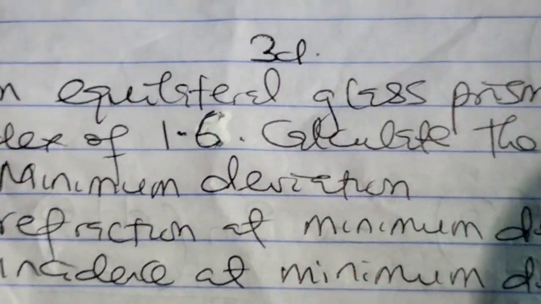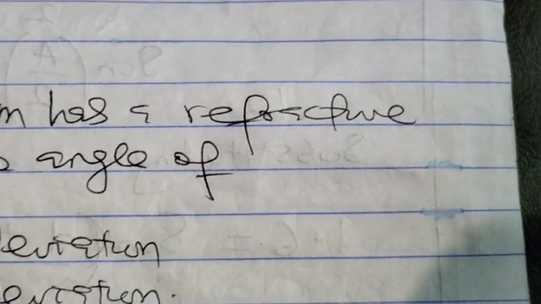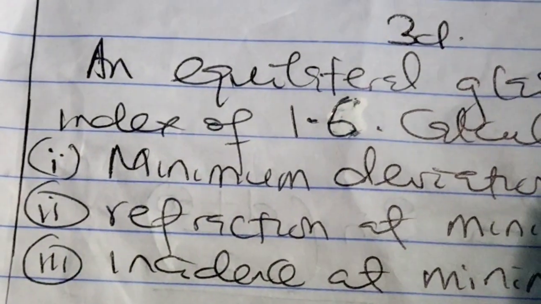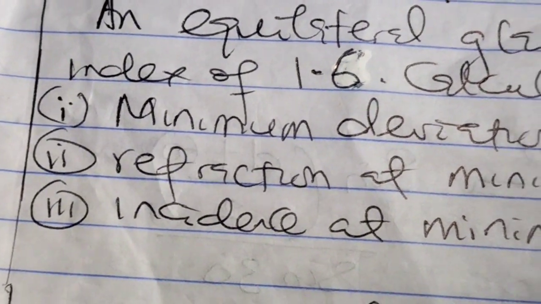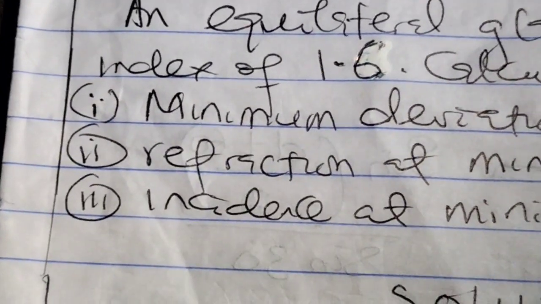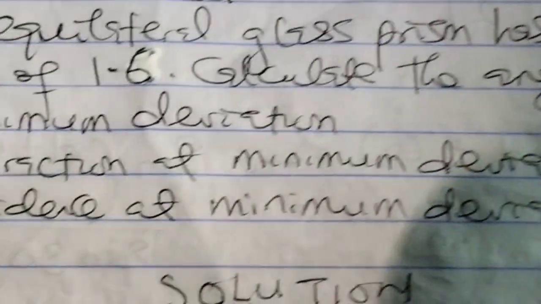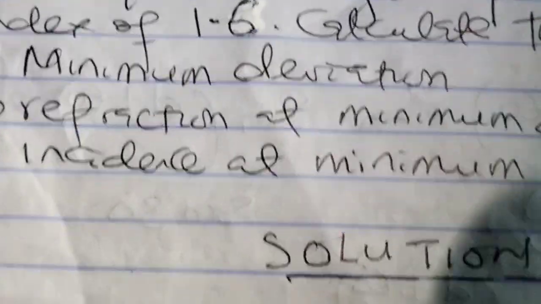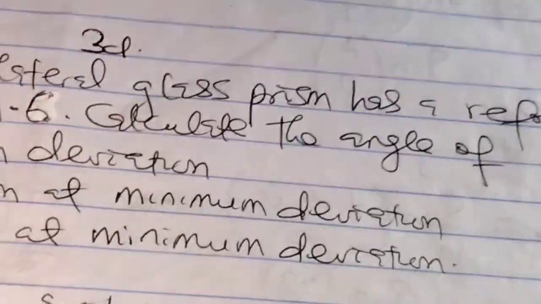We have question 3D. An equilateral prism has a refractive index of 1.6. Calculate: one, the angle of minimum deviation; two, the refraction at minimum deviation; and three, the incidence at minimum deviation. So we'll go to the solution now.